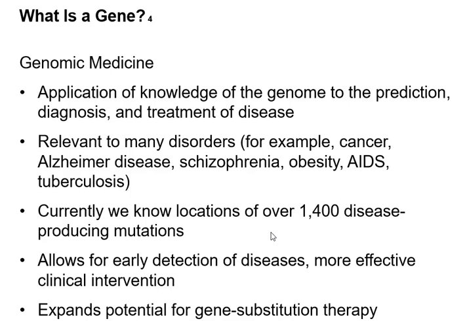So it says, at the time of the publication of this book, there were over 1,400 disease-producing mutations that we had discovered. So we know, and we can go looking for them.